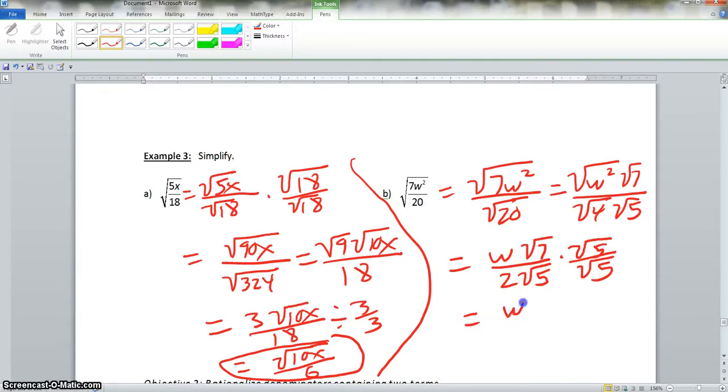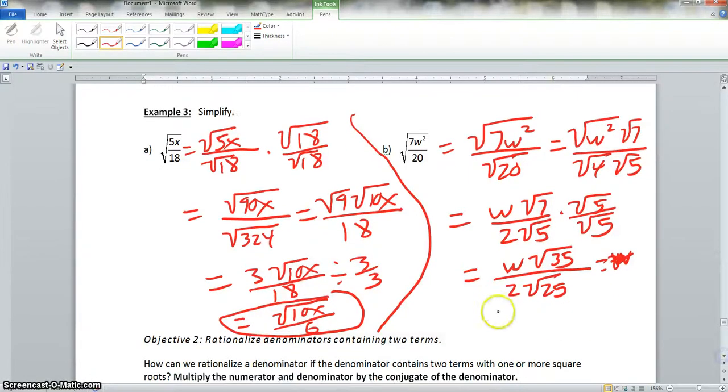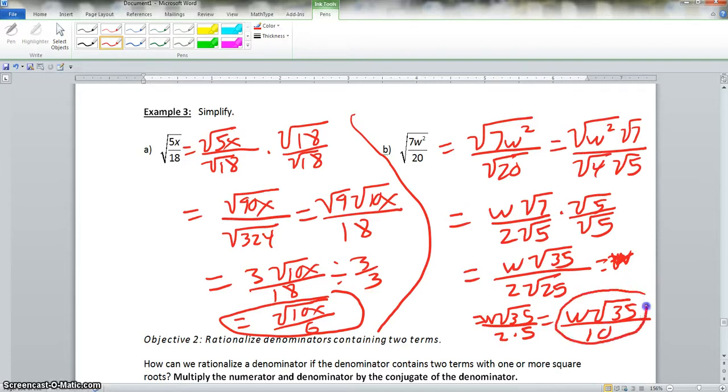So now our numerator would become w square root of 35 all over 2 square root of 5 times square root of 5 is the square root of 25. So we had w square root, well, let me write it down here. We will have w square root of 35 all over 2 times 5. So our final answer would be w square root of 35 all over 10. And that is the final answer.